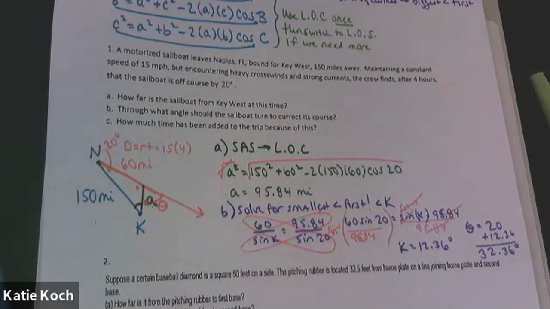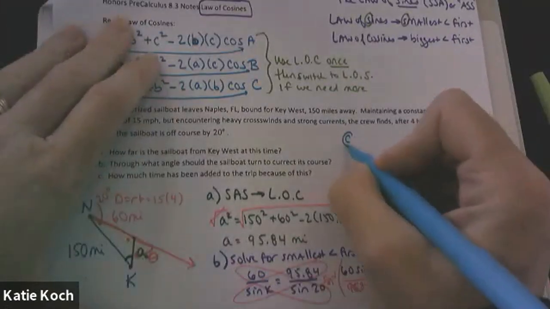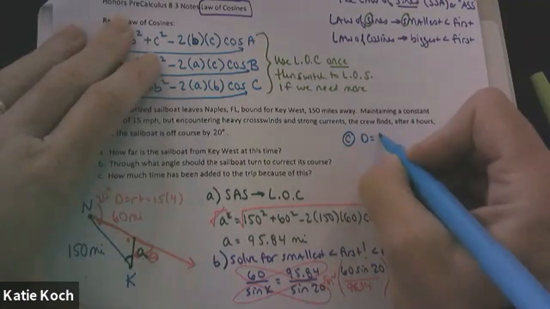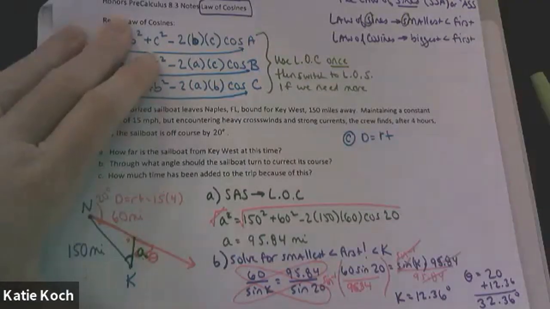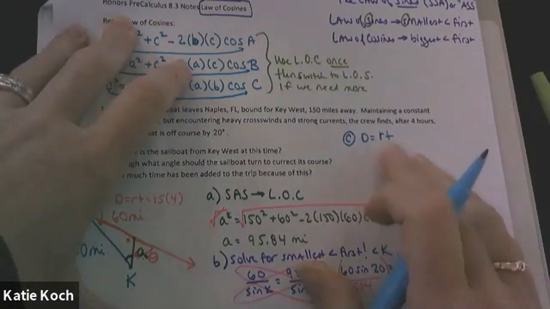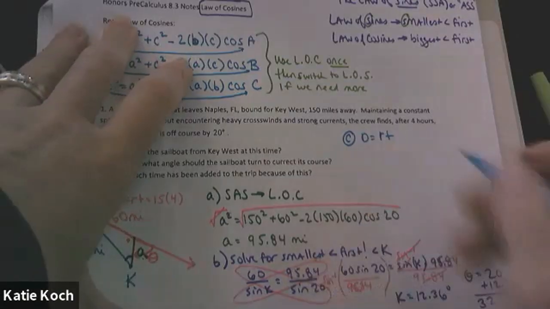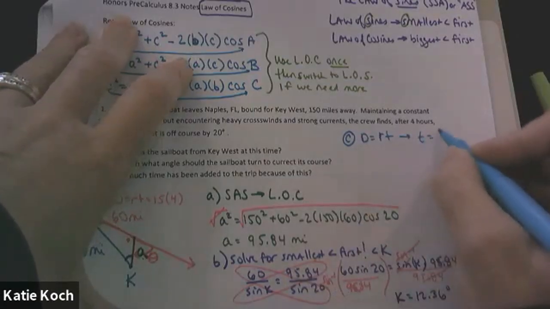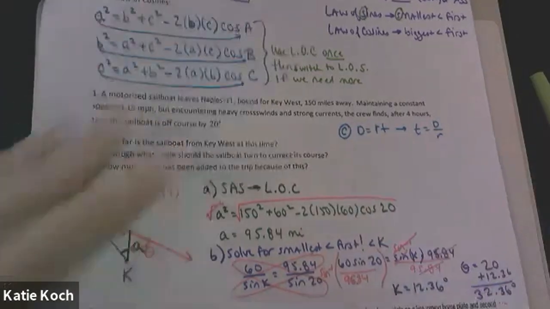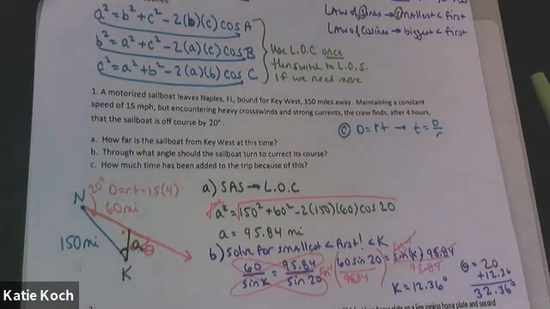Part C. How much time has been added to the trip because of this? Well, we know that distance equals rate times time. So in part C, now I have all the information I need. I just need to do a little bit of division. They want to know how much time we have wasted, so time would be distance over rate. So let's figure out what they wanted to do and what they actually did.